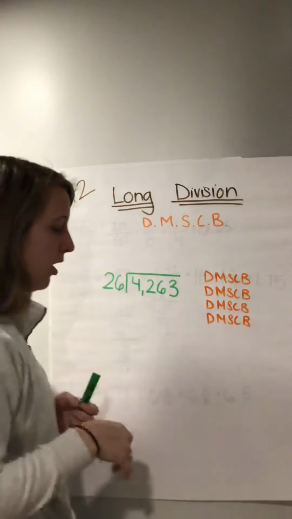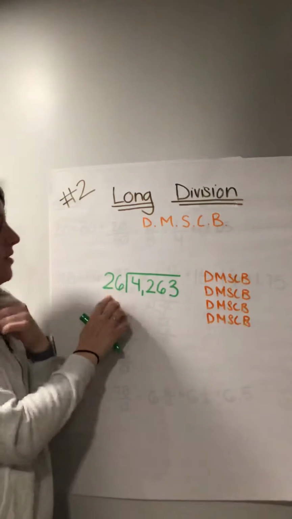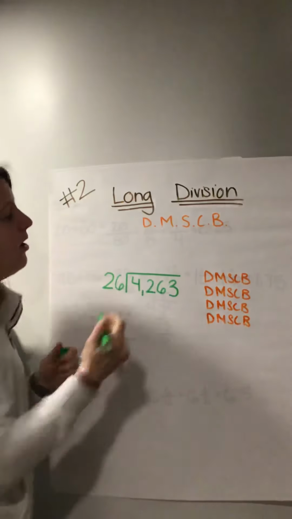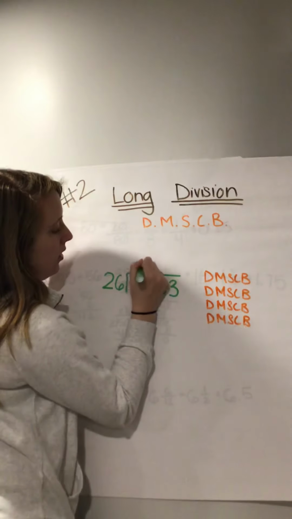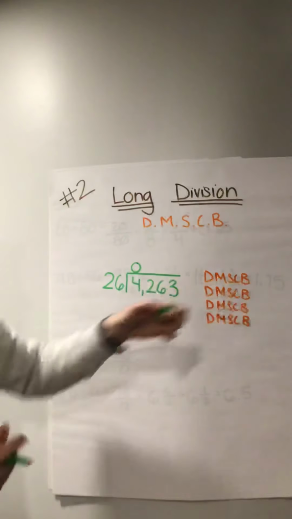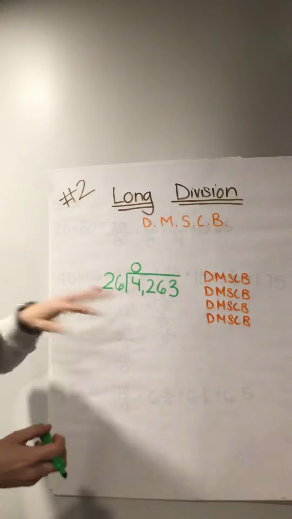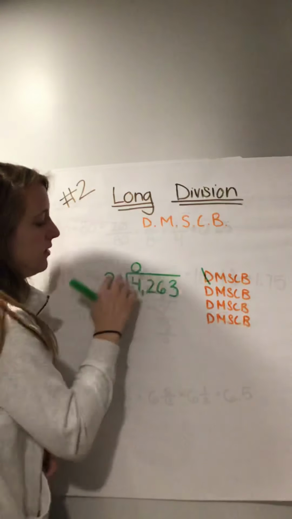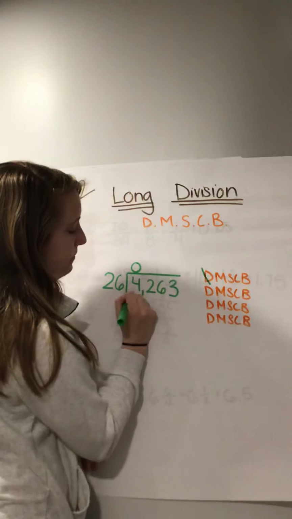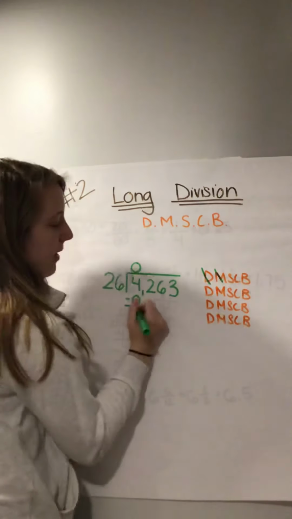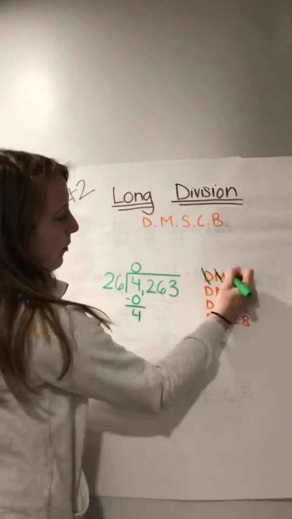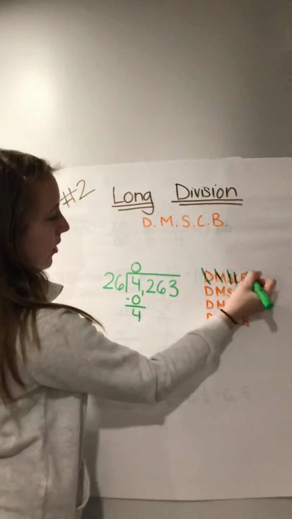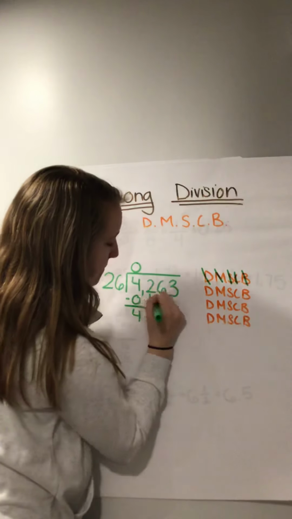So let's start from the top. We are going to divide. So you just say, okay, how many times can 26 go into 4? Well, 26 can't go into 4, so we know we put a 0 on top. Now this time I'm going to go through the first checklist. If you know just to move on to 42, you're good. So I divided. Okay, I'm going to multiply. 0 times 26 is 0. I'm going to subtract. 4 minus 0 is 4. I'm going to check. 4 is definitely less than 26, so I'm good. And then I'm going to bring down my 2.